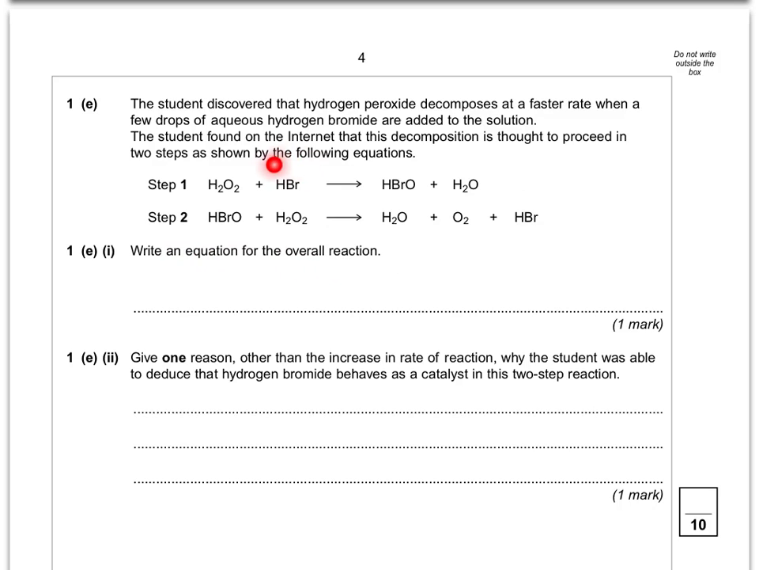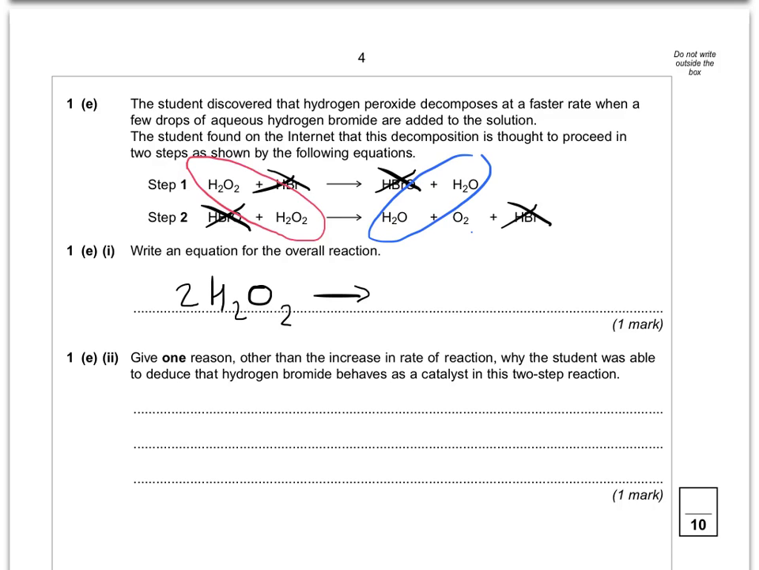You'll see that HBr is on the reactant side here, but the product side here. So in the overall reaction, you would not draw that, so that would cancel. Similarly, the HBrO would cancel because it's on one side of the equation here and the other side here. So overall, you have 2 hydrogen peroxides here, you have 2 waters and 1 oxygen. So the overall equation is going to be 2H2O2 goes to make 2H2O plus oxygen, and that's it.